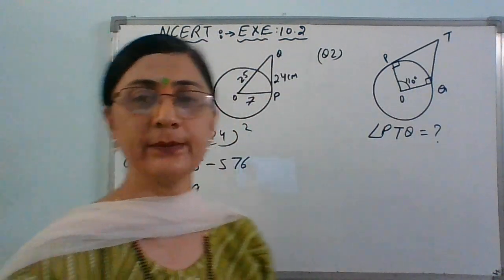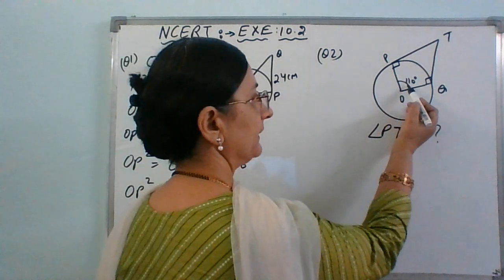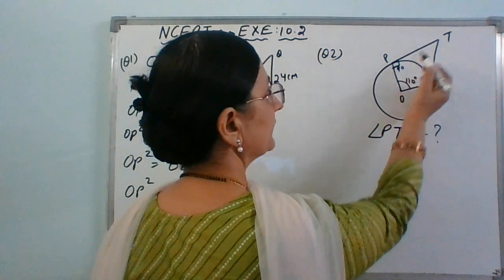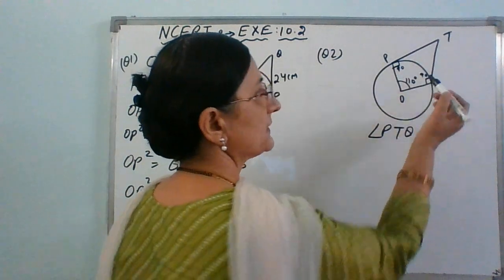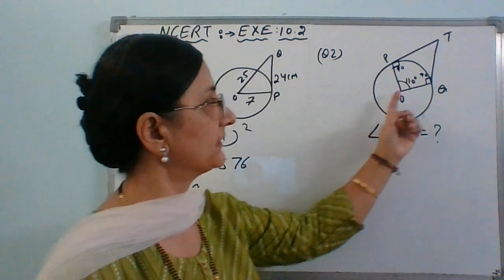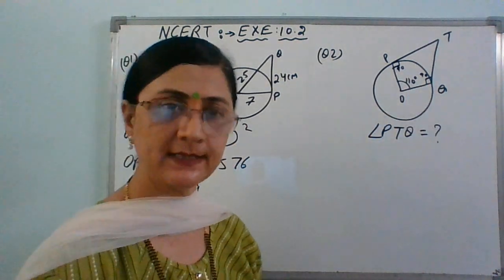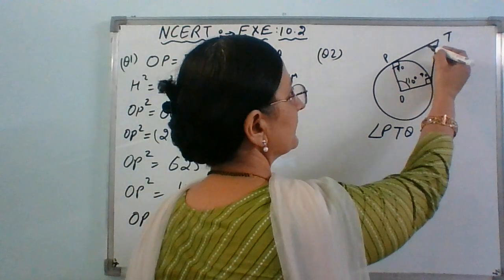Now this question number 2, their figure has been given in the book. Here it's 110. We already know here it's 90 because this is a tangent. Here it's 90 because this is a tangent touching the radius, that is a radius drawn at the point of contact of the circle. Now you are supposed to find this angle.